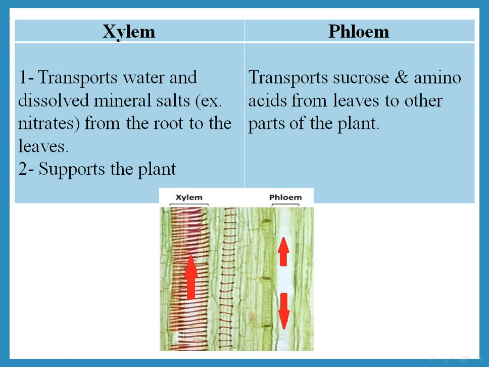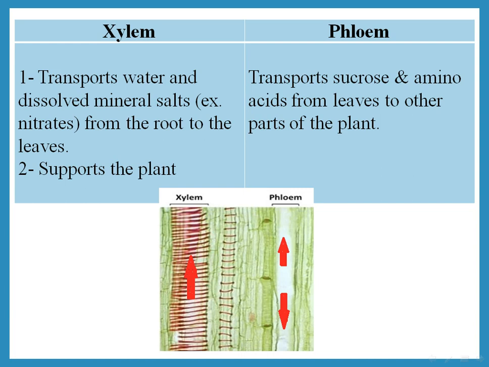First of all, the sugar is transported in the form of sucrose, not glucose. So sucrose is less soluble, so it will not be lost easily, but it is still soluble and can go through the phloem. So we're going to transport the sugar in the form of sucrose, and we're going to transport the amino acids that were made in the leaves to other parts of the plant.